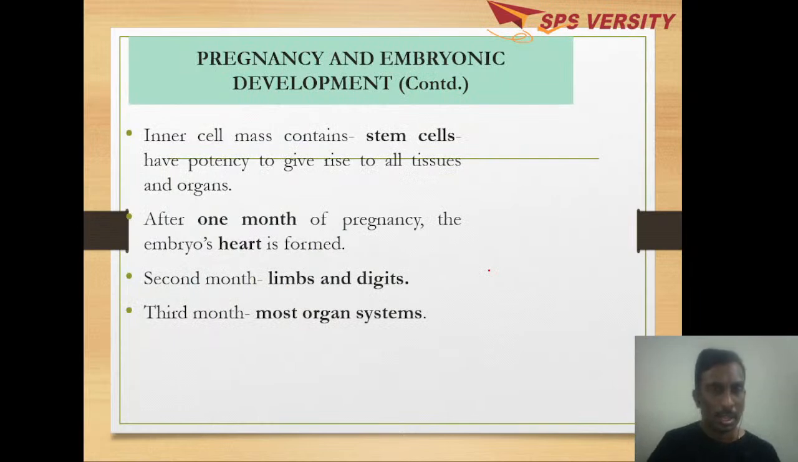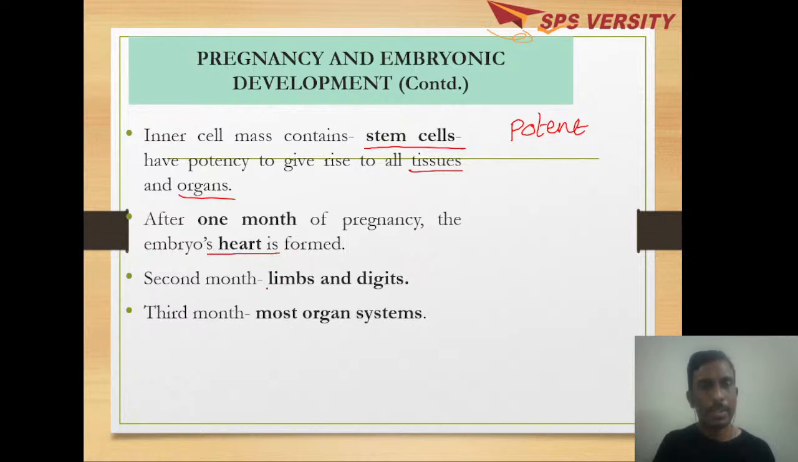Okay. So the cells present in the inner cell mass are called stem cells. They are stem cells or potent cells which can give rise to tissues as well as organs. They are potent. So as the development of the embryo takes place from the day of fertilization through the entire gestation period, we can see gradual development. Like after 1 month, we can see the formation of the heart.